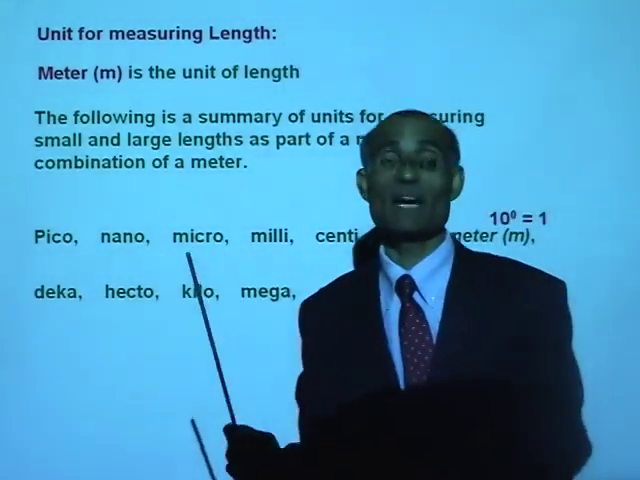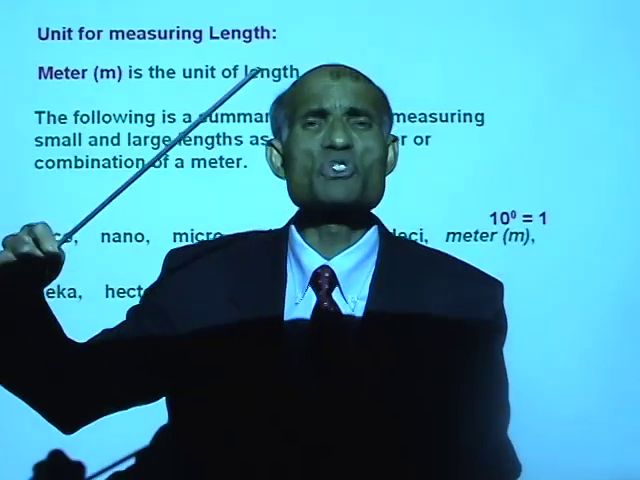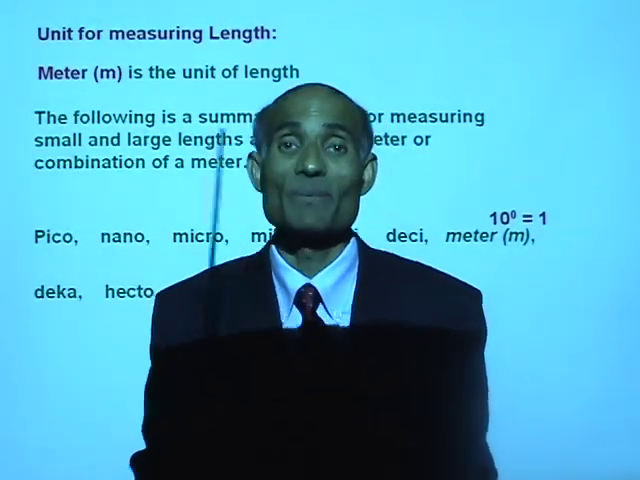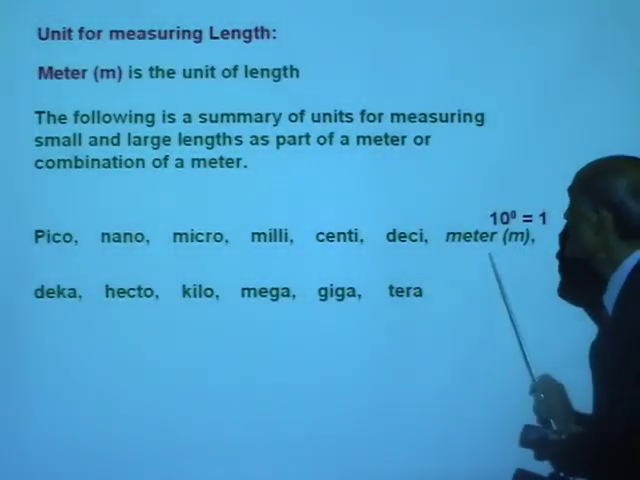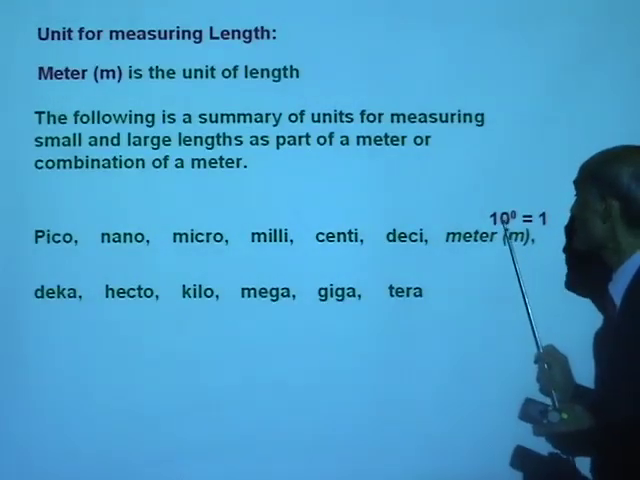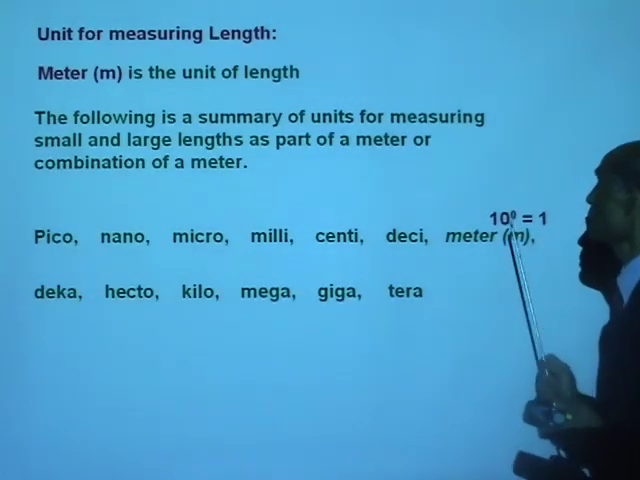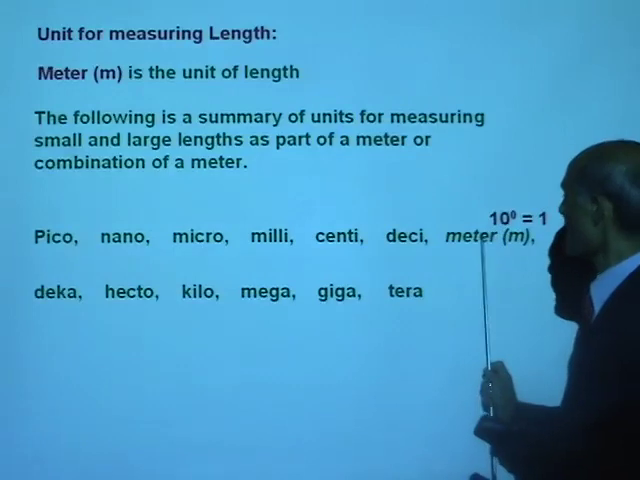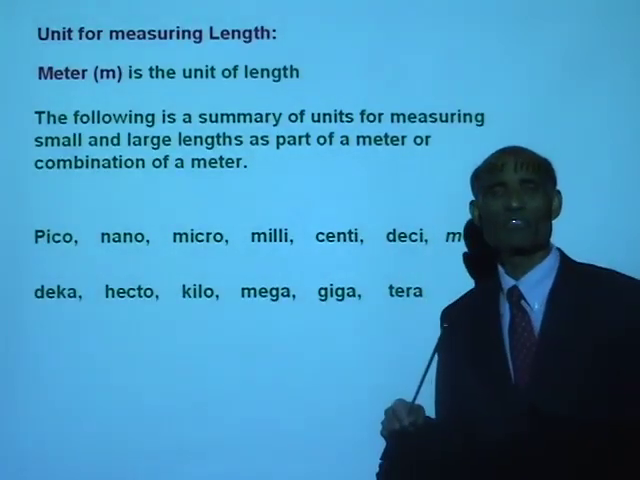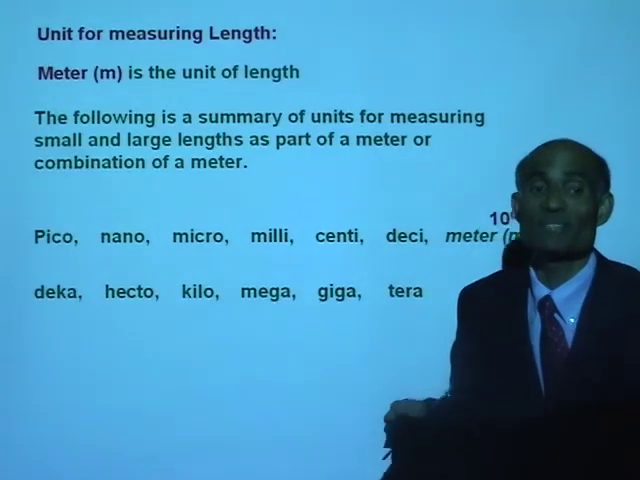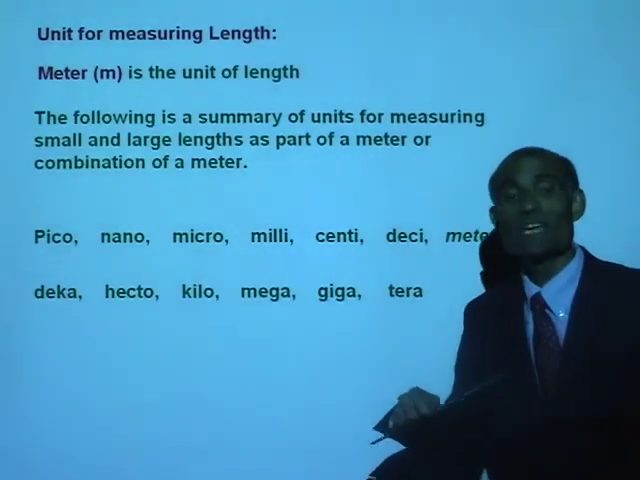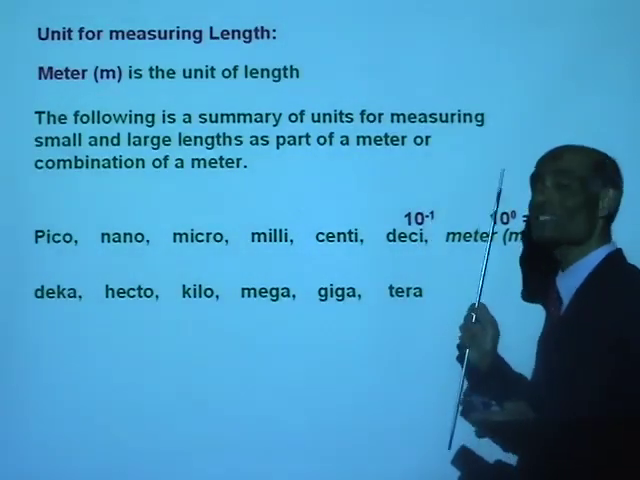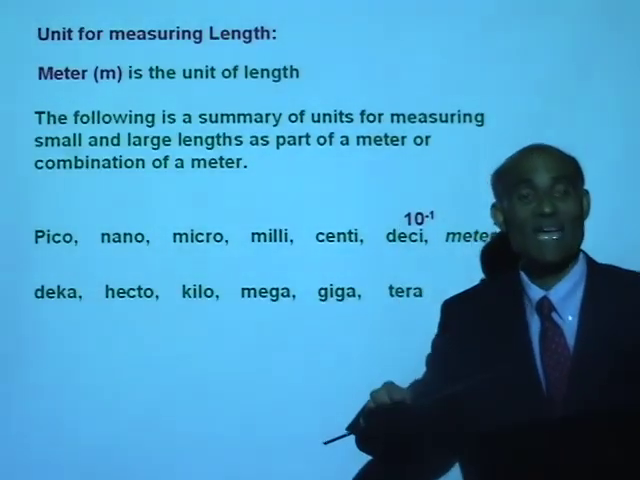Now, you know that if you raise any number to 0, any number raised to the power 0 is 1. So, the unit of meter, this is 1 meter. I'm writing it as 10 to the power 0. Let's go to the next. Deci. What does deci mean? Deci means 1/10. So a decimeter is 1/10 of a meter. Look at how we write it: 10 to the power of -1. That's the way we write 1/10.